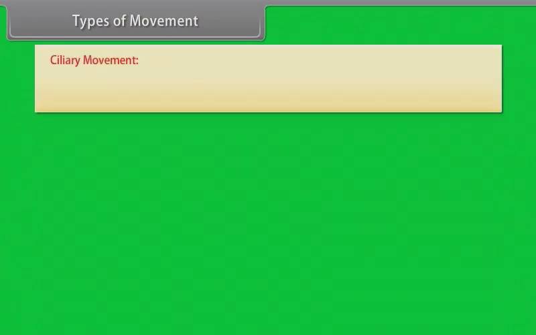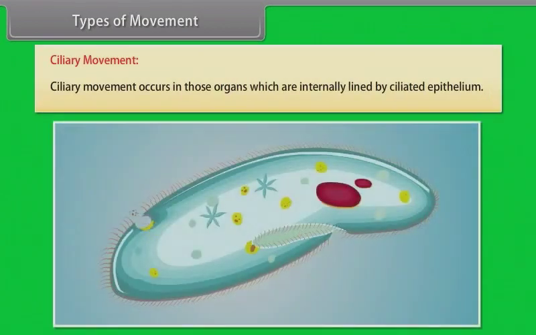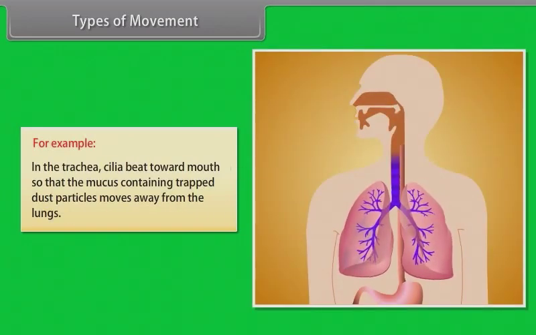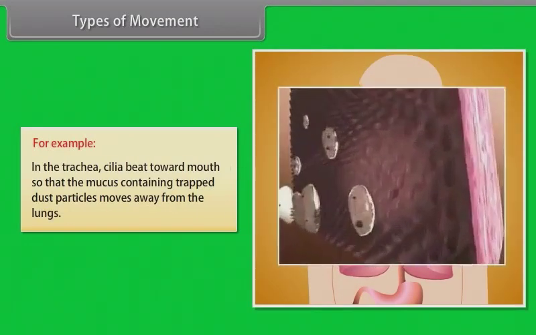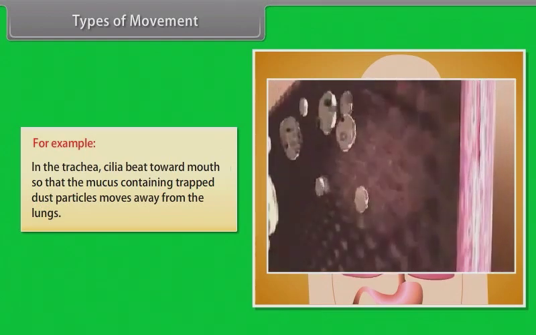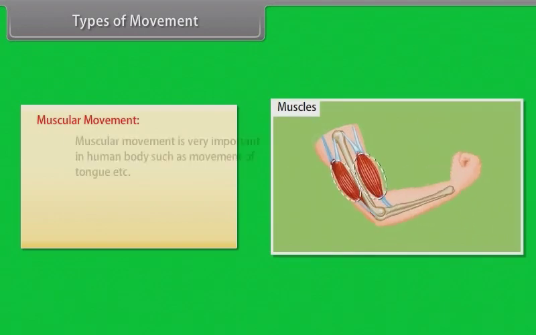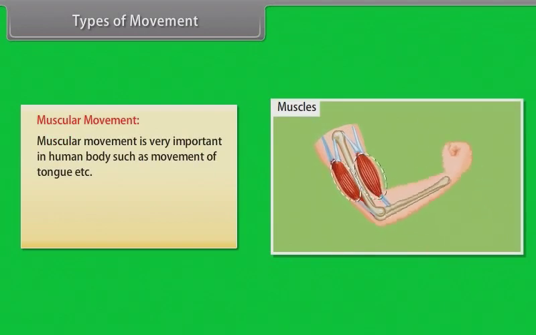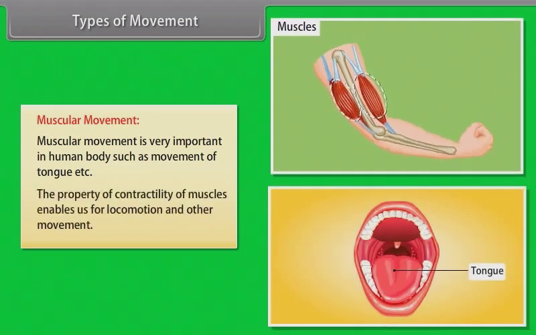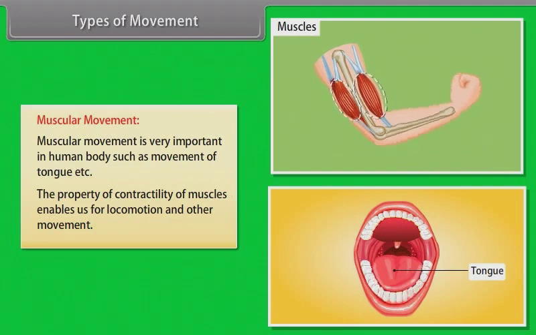Ciliary movement. Ciliary movement occurs in those organs which are internally lined by ciliated epithelium. For example, in the trachea, cilia beat towards the mouth so that the mucus containing trapped dust particles moves away from the lungs. Muscular movement. Muscular movement is very important in the human body, such as movement of the tongue, etc. The property of contractility of muscles enables us for locomotion and other movement.